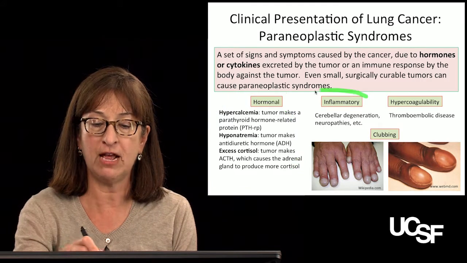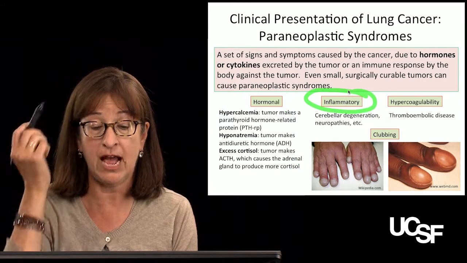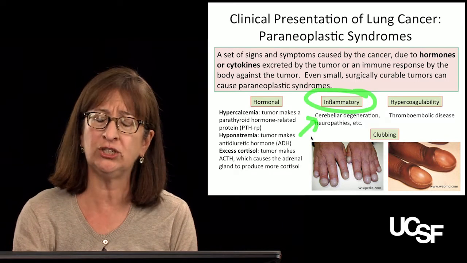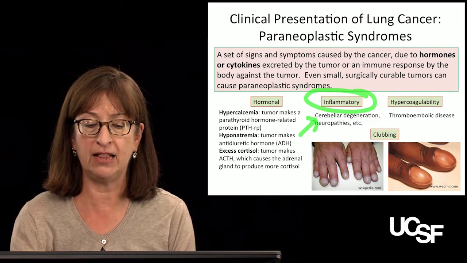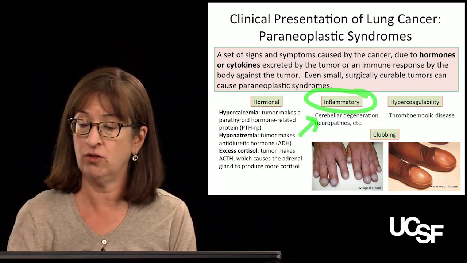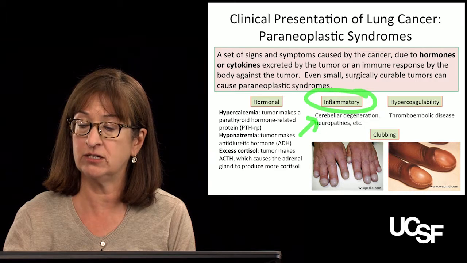Now, those are the hormonal paraneoplastic syndromes. There's also some inflammatory paraneoplastic syndromes that actually can cause neuropathy and cerebellar degeneration, and then the person will have problems with balance. So they might present with a neurological problem that can resolve once the lung cancer is taken care of.